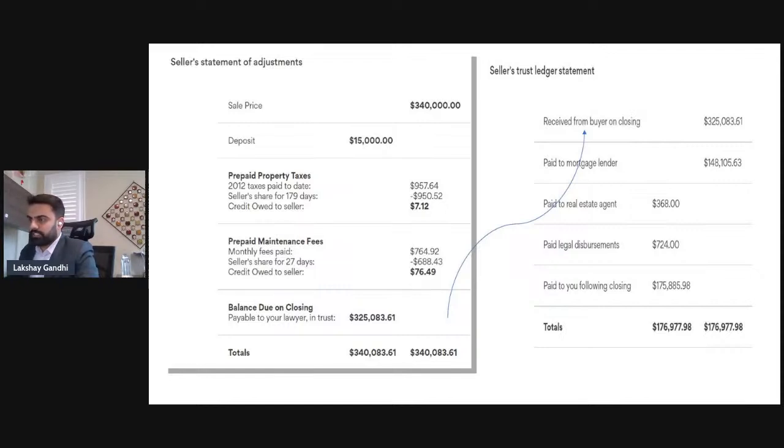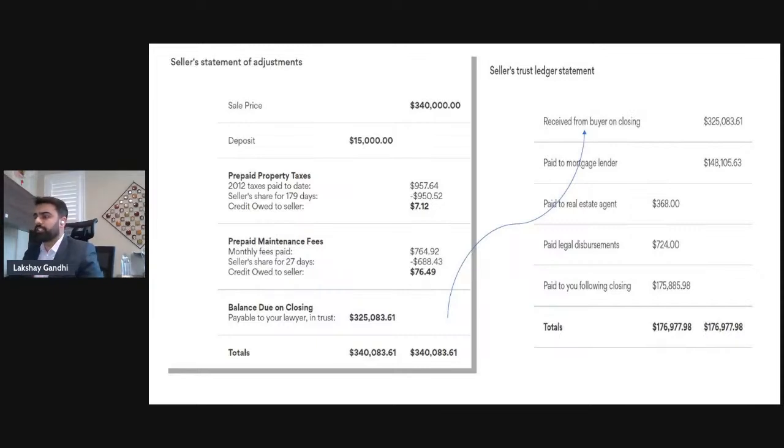And from the trust ledger, you pay off your real estate agent, you pay off the legal fees, as well as any of the closing costs associated with it, which basically brings you down to $176,000 worth of money that you can receive from the seller, from the lawyer at the end of the closing.